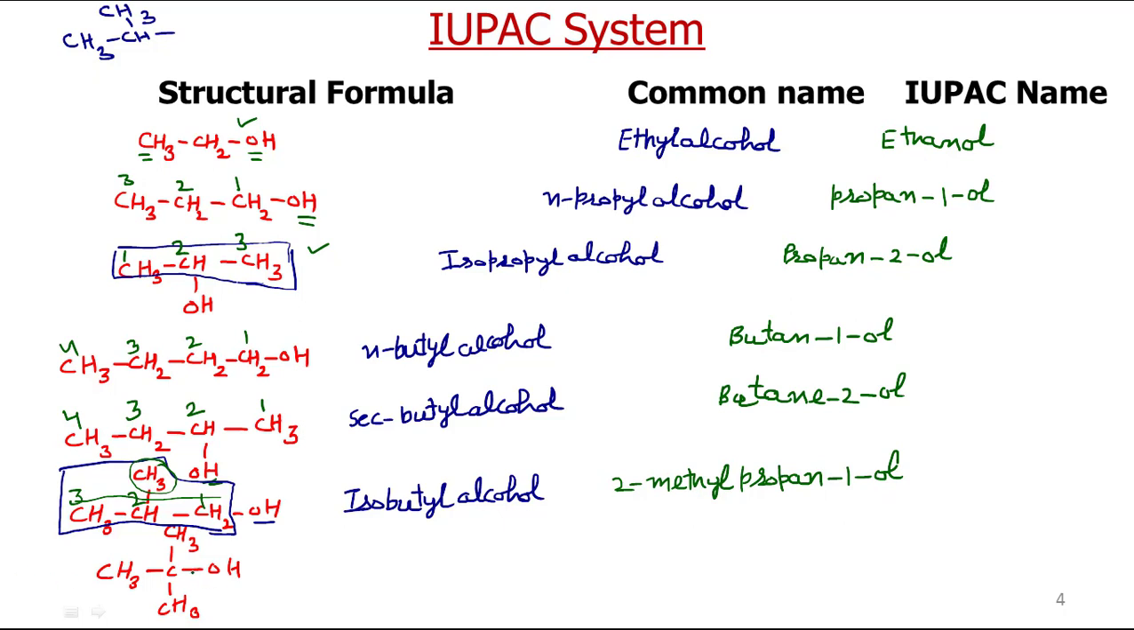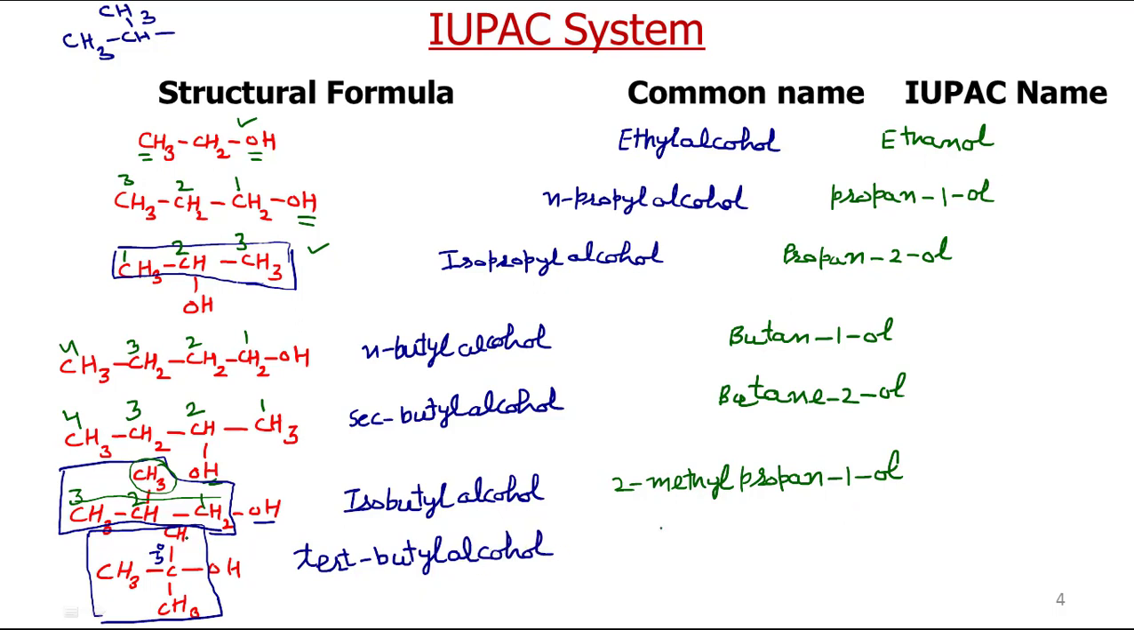Similarly, this compound can be named as follows. This group is called the tertiary butyl group, because this carbon is attached to 3 carbons, so it is a tertiary carbon. So its common name is tertiary butyl alcohol. So that is its common name.